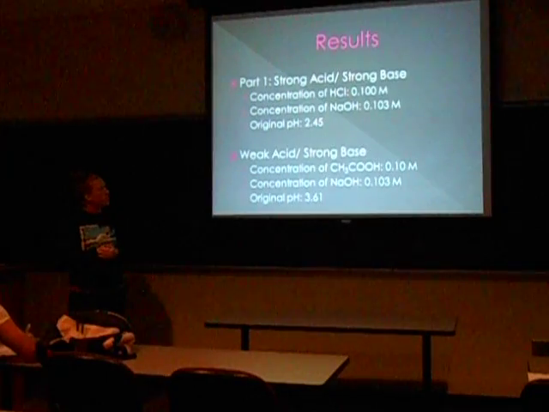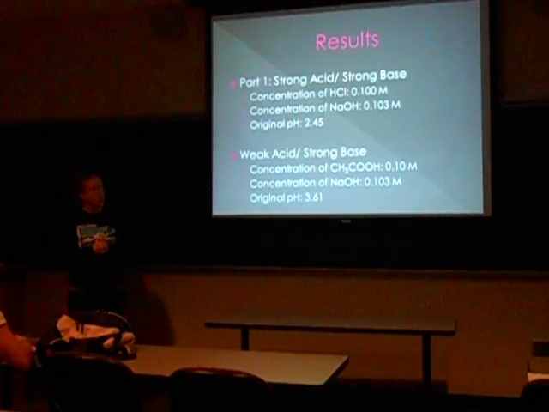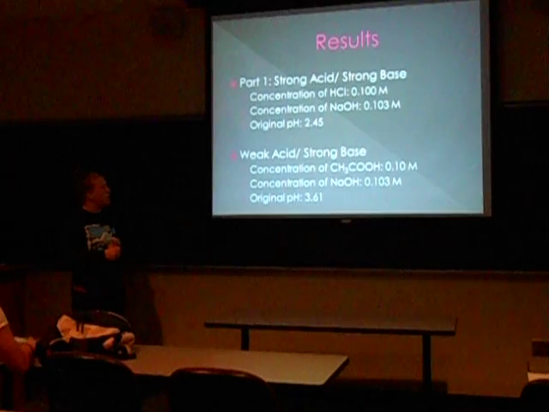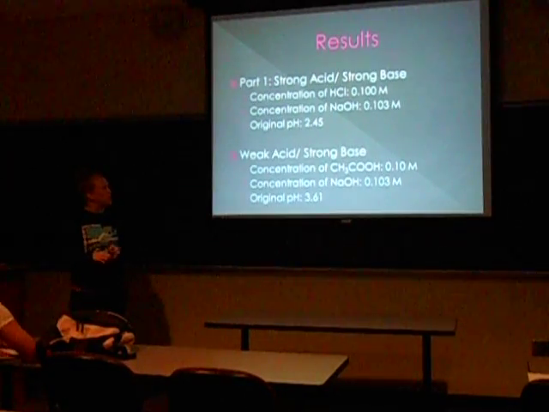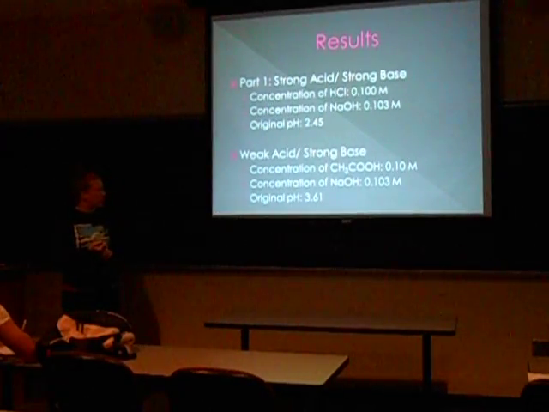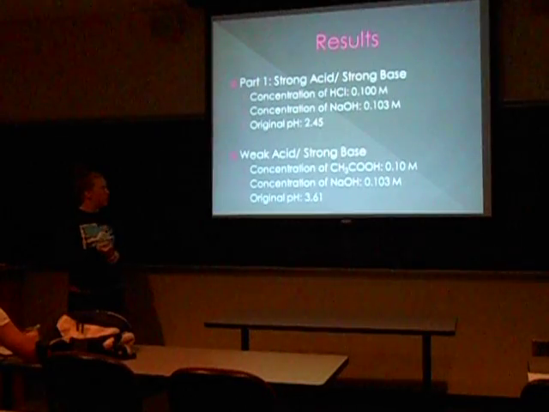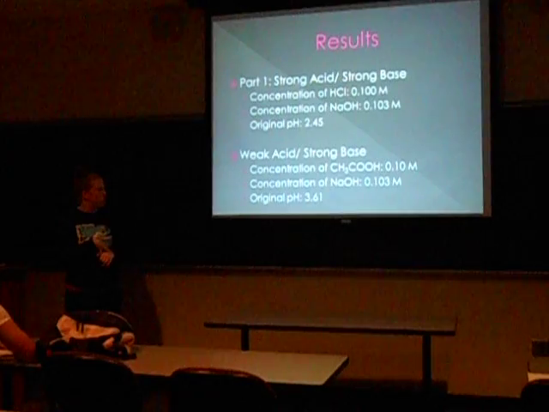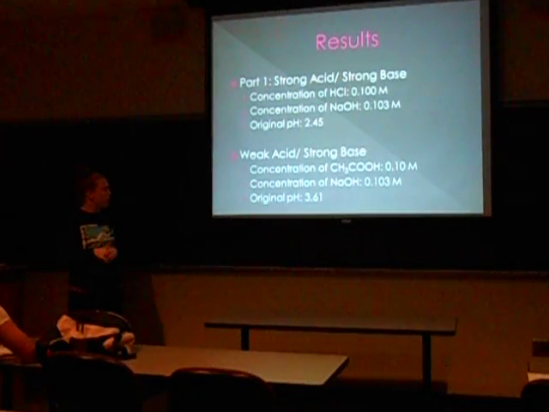For part 1, the strong acid and strong base, the concentration of hydrochloric acid to begin with was 0.1 molar, and the concentration of NaOH used, which was our strong base, was 0.103 molar, and the original pH of this solution before the titration began was 2.45. Then for the weak acid and strong base, the concentration of acetic acid, which was our weak acid, was 0.1 molar, and then our concentration of NaOH, which was our strong base, was again 0.130 molar. And the original pH of that solution was 3.61.